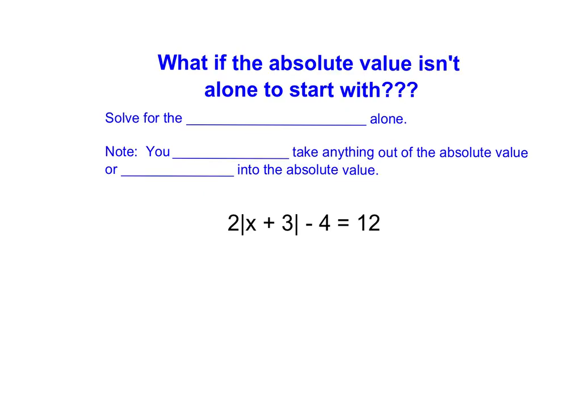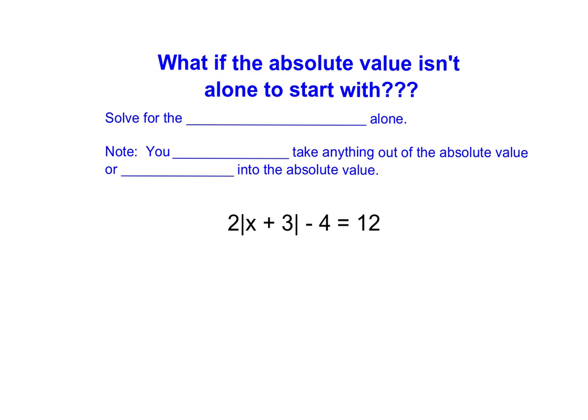So next we're going to look at what we do when the absolute value, which you can see right here, is not alone. So you can see that it has a 2 next to it and a negative 4. And the thing is, we learned on the previous page that we can't distribute in. So the 2 here can't distribute in, and we can't subtract the 3 out because we can't break into absolute values. They are like prison bars.